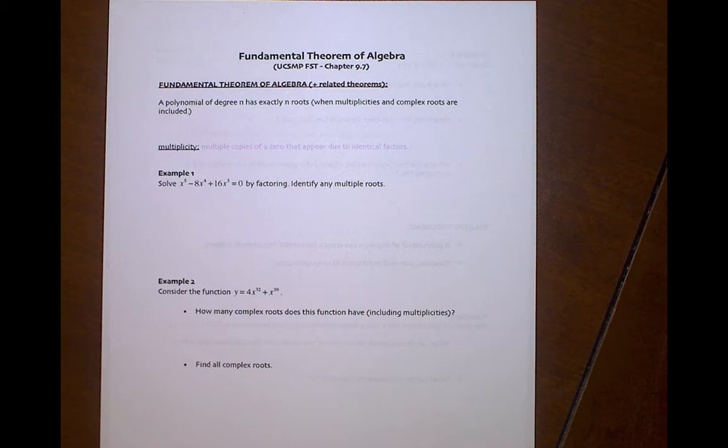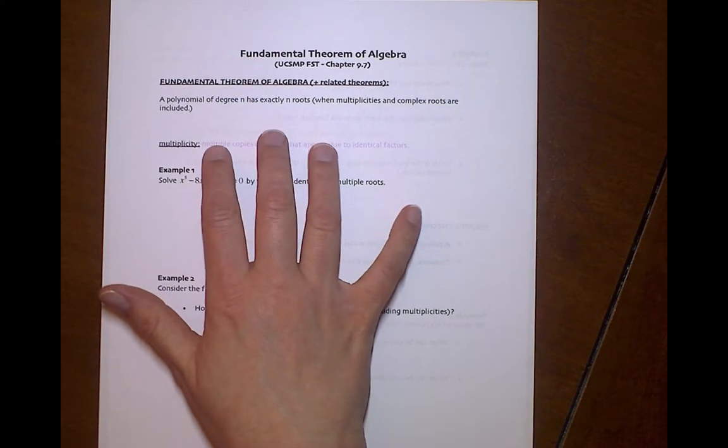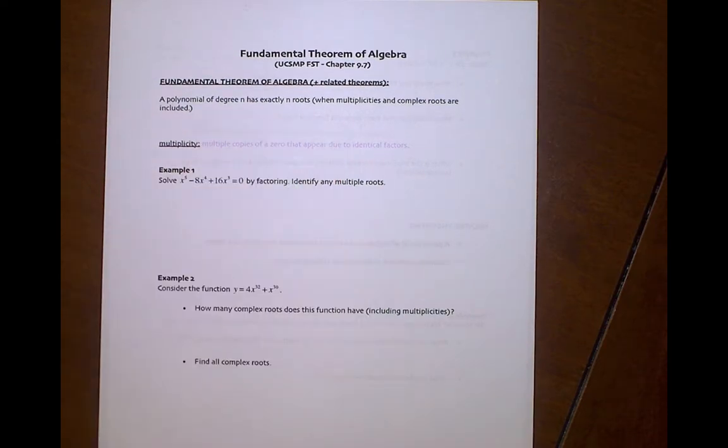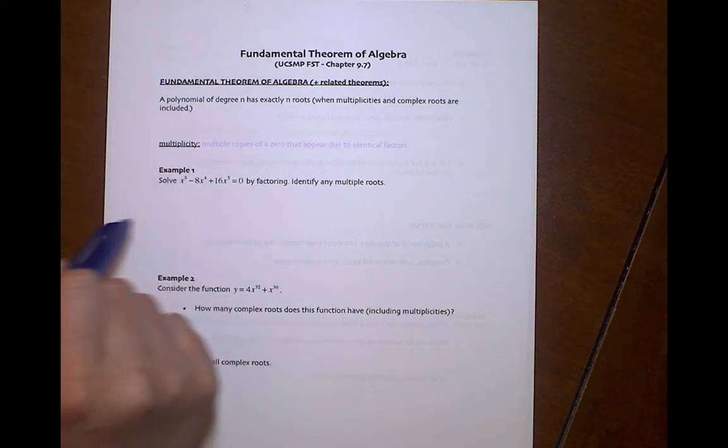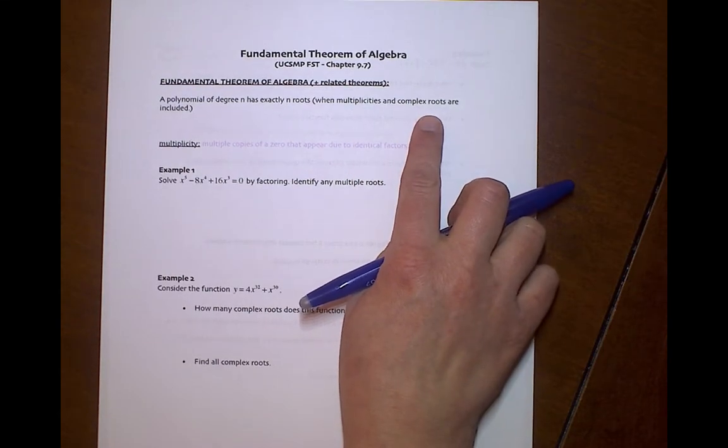And I will tell you that if you look in your book, this theorem is stated in one place, and then there's several other what are called corollaries, which are like related theorems. I've sort of grouped those all together in my wording of the theorem here. So what this theorem is all about is it says that if a polynomial has a degree of n, and remember the degree refers to the highest exponent in the polynomial, that polynomial will have exactly that many roots when we take into consideration both multiplicities and complex roots, okay?